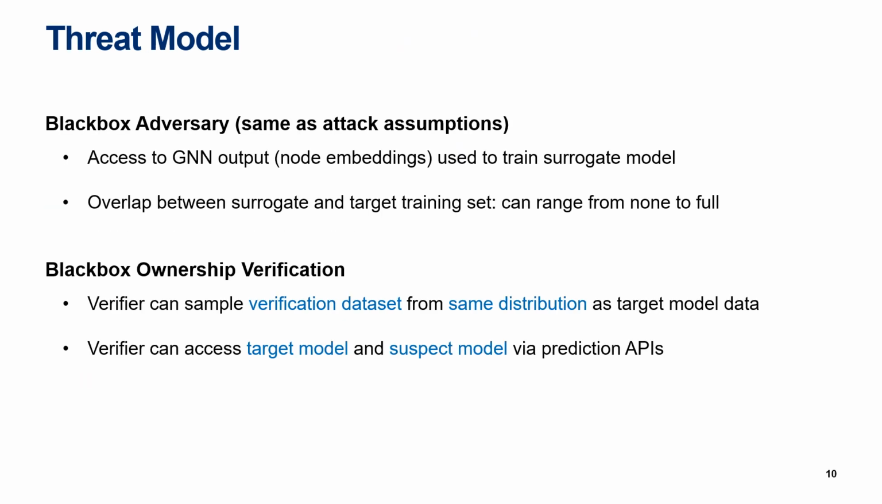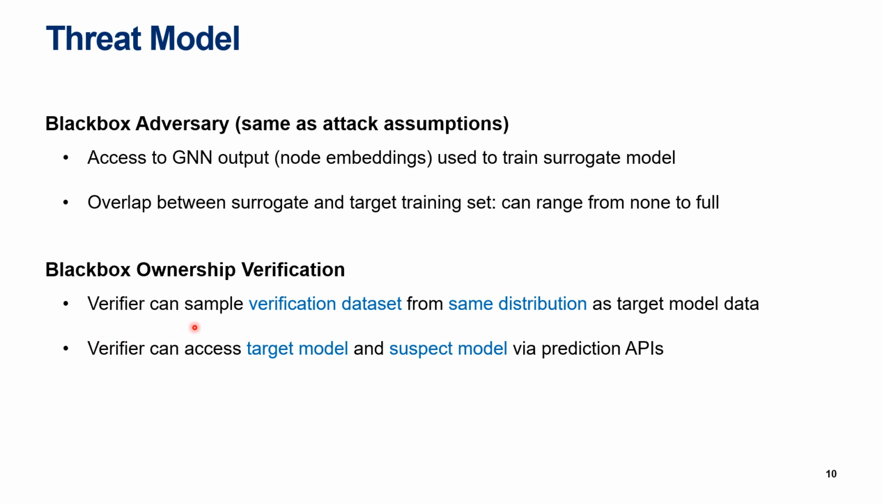In terms of the threat model, for the adversary we use the same attack assumptions as the original paper, i.e. that the adversary has access to the GNN output, i.e. the node embeddings used to train the surrogate model, and as far as the surrogate and target models training dataset is concerned, the overlap between the datasets may range from none to full. However, for our experimentations, we only focus on full overlap because that is the most difficult case to solve. For our ownership verification scheme, we also keep it black box.